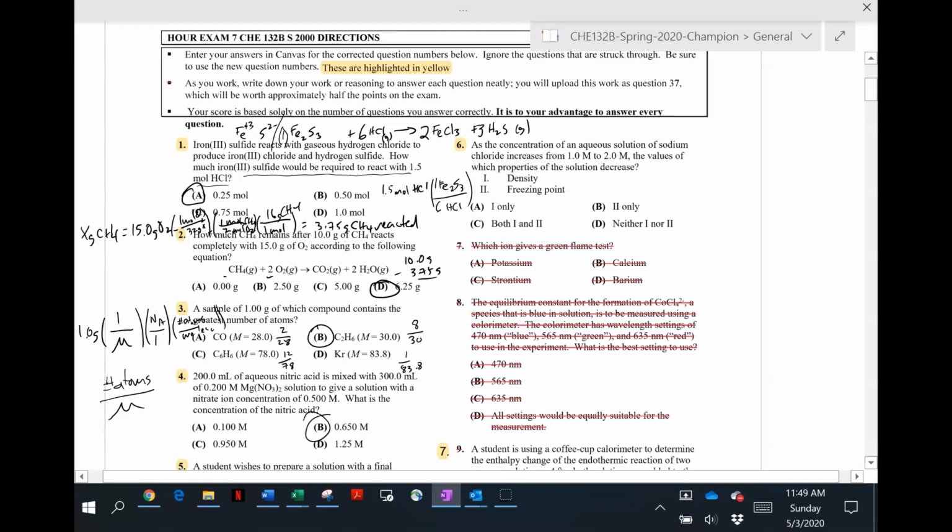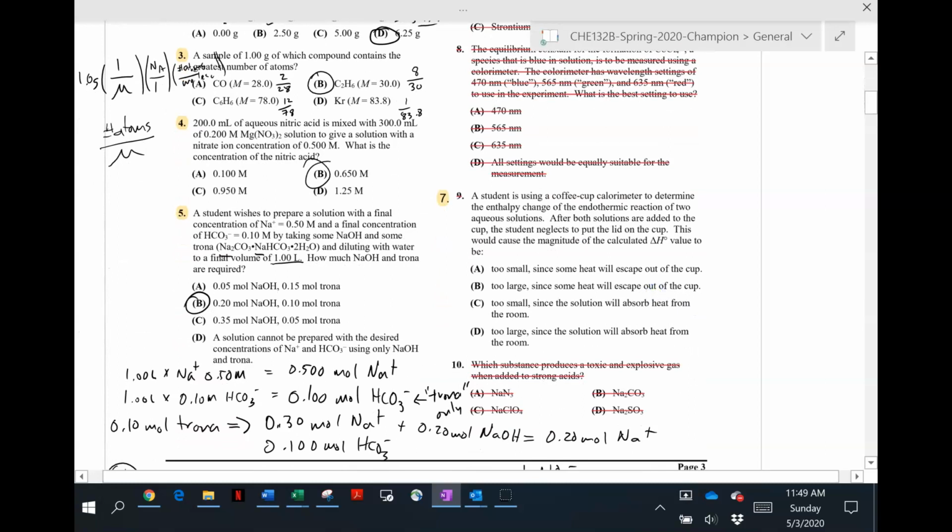Now, as the concentration of an aqueous solution of sodium chloride increases from 1 molar to 2 molar, the value of which properties of the solution decreases? Okay. So the density of sodium chloride is going to increase as the concentration goes up. So that's increasing. Freezing point is going to go down due to freezing point depression. So the answer is B, 2 only.